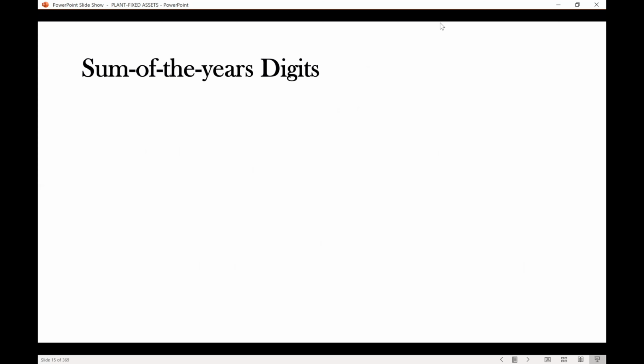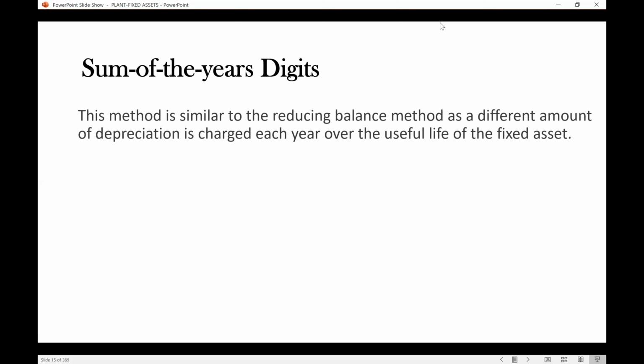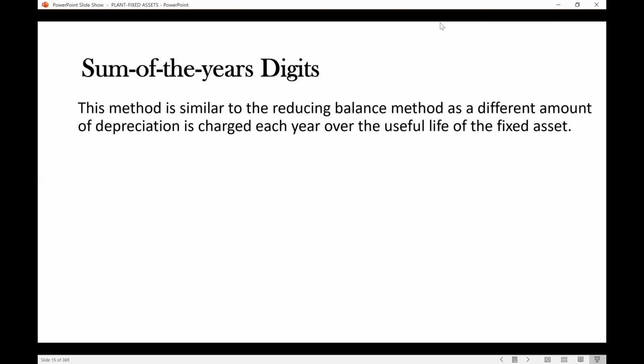Let's look at the sum of the years digit method. This method is similar to the reducing balance method, as a different amount of depreciation is charged each year over the useful life of the asset. So unlike the straight line method, where it's the same amount over the useful life.